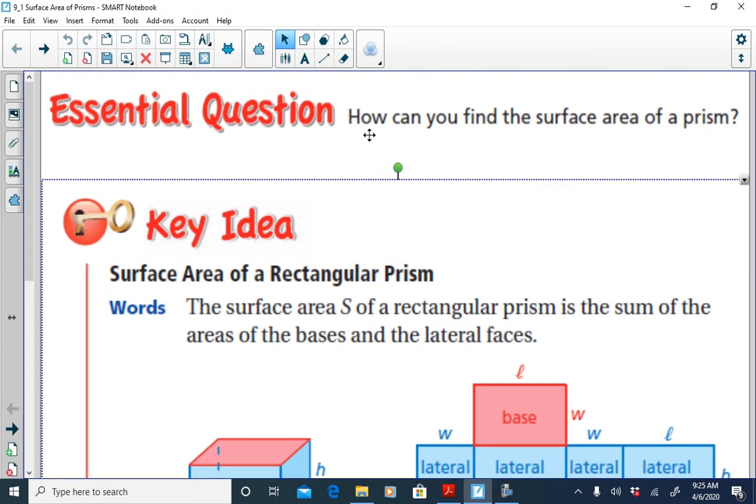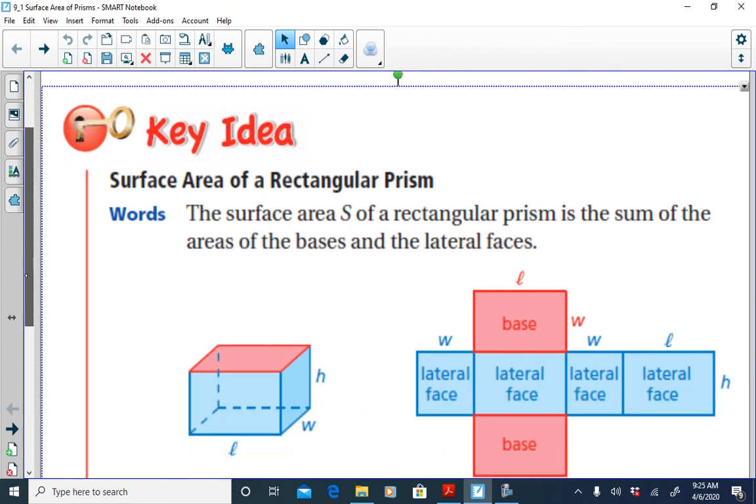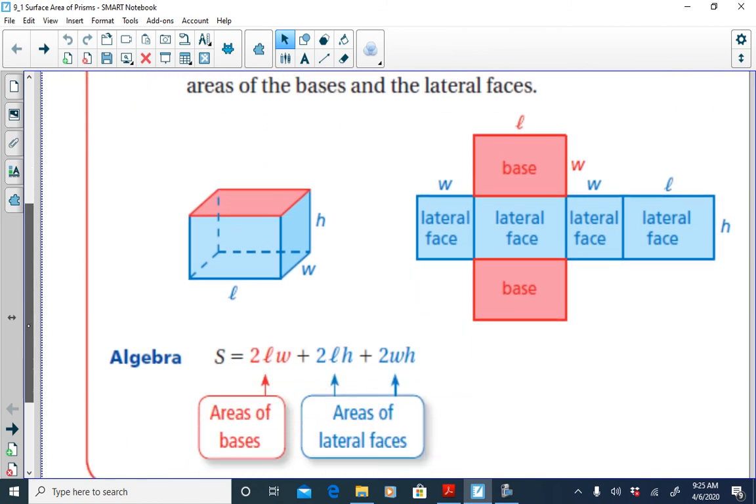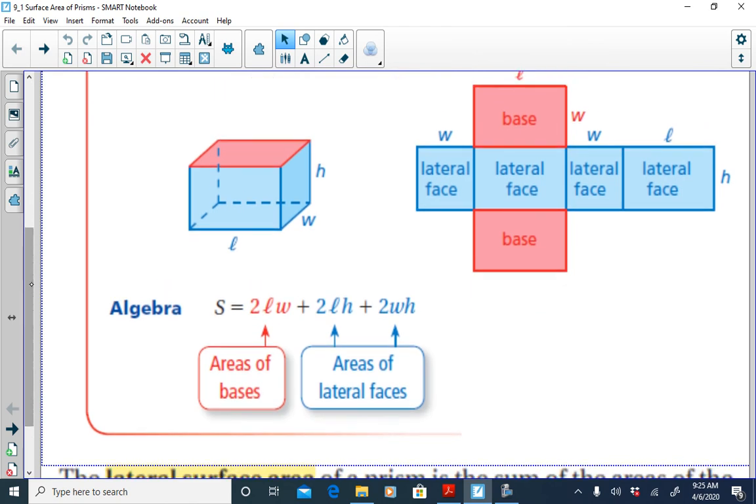Okay guys, our lesson today is to be able to find the surface area of prisms. We're going to start with rectangular prisms. Rectangular prisms are prisms where the bases are rectangles. There's a formula that we use to find the surface area of a rectangular prism.